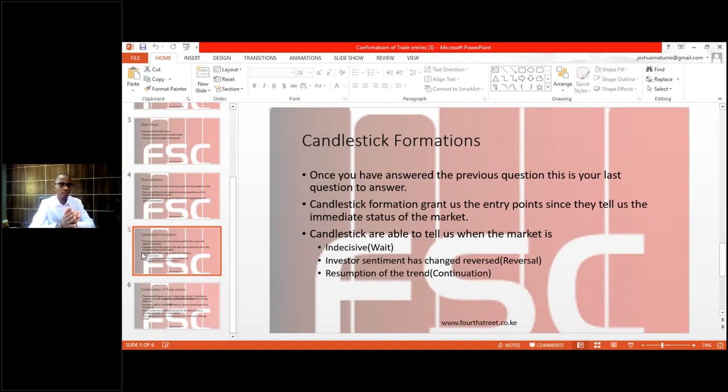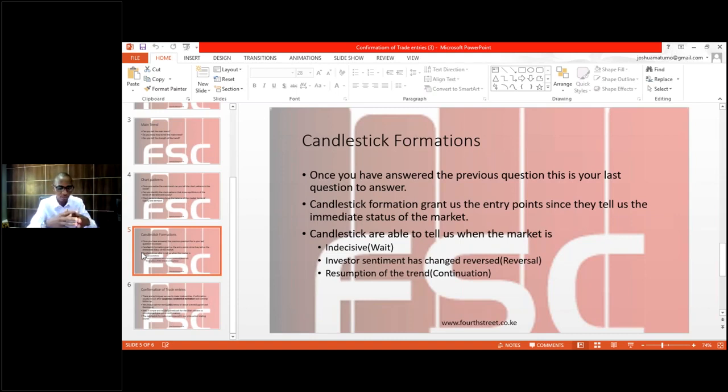And all we're looking for is candlestick formations and patterns that are in line with the main trend that we discussed earlier as I was starting on this topic. Once you've answered the previous questions of the trend, you can go ahead and look for candlestick formations or patterns that inform us of our entry points, because they tell us the status of the market. Candlestick formations are our leeway to knowing who is taking control of the market.